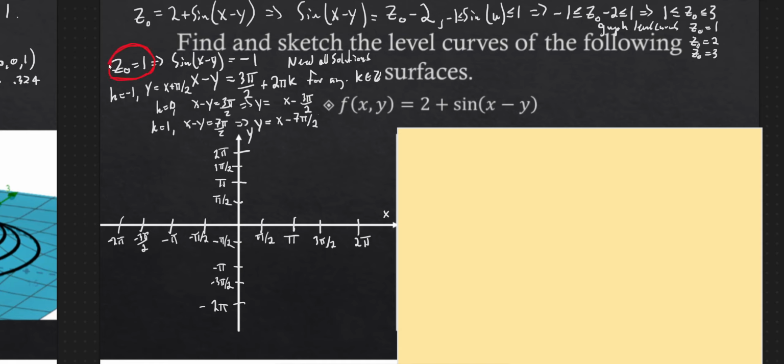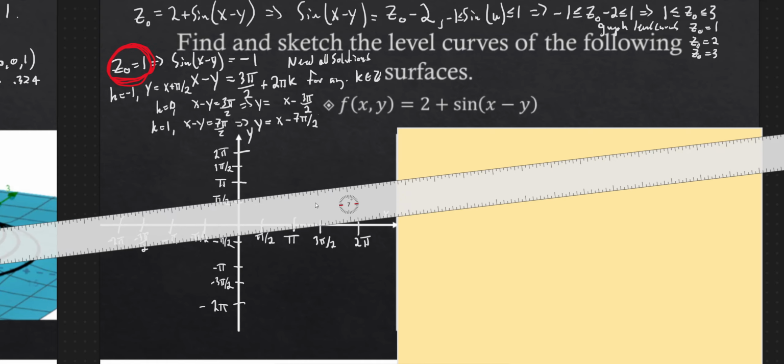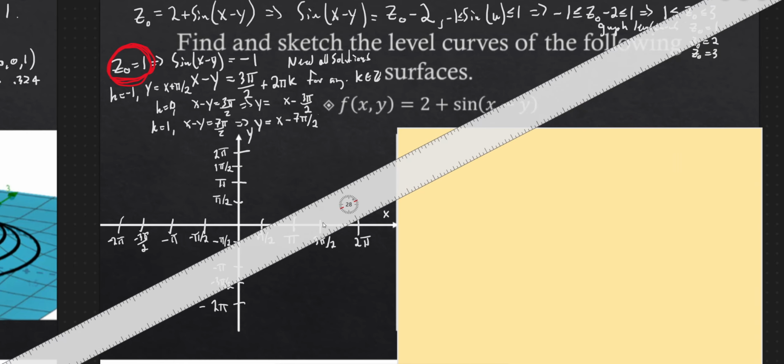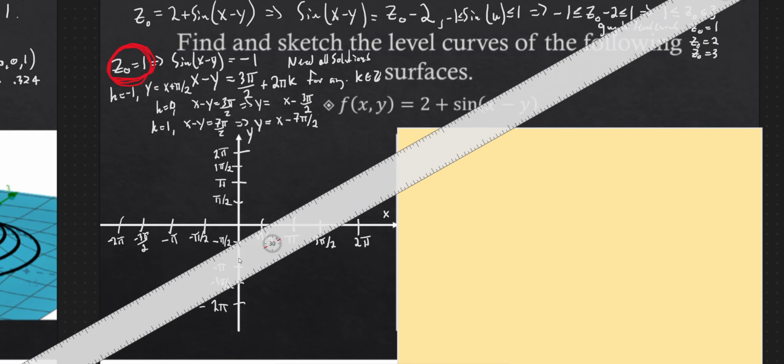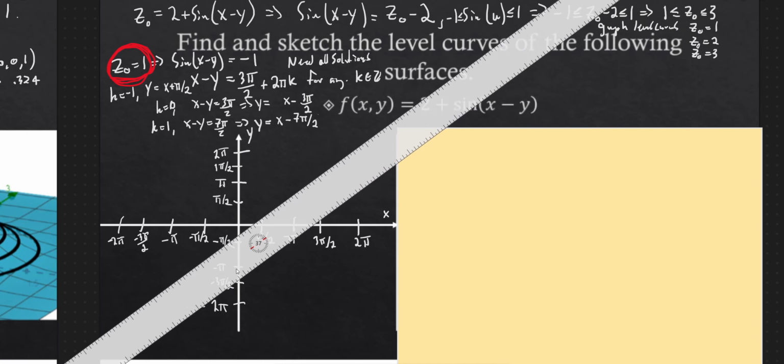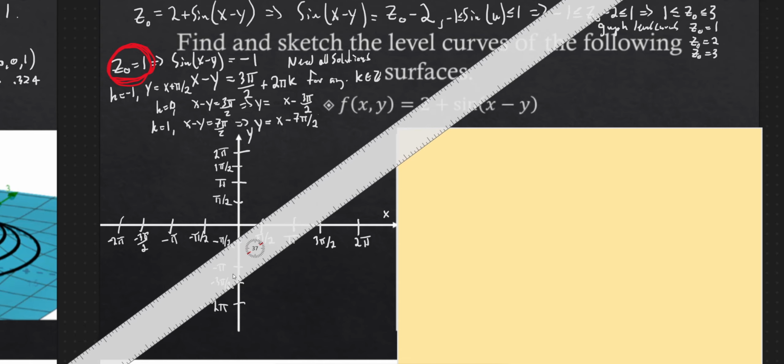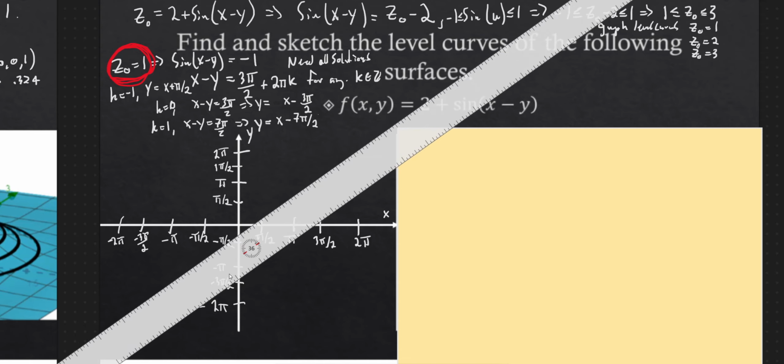And I'm going to graph these all in red. So z naught equal 1. This level curve at this height, I'm going to do in red. And it's this collection of lines. So when k is equal to 0, I get x minus 3 pi over 2. So that's here. And I can do this well. I'm going to use a ruler for this. Negative 3 pi over 2. Since it's a slope of 1, I should also intersect 3 pi over 2 here. There, that looks about right.